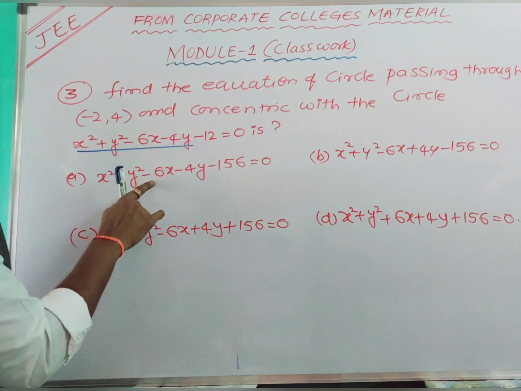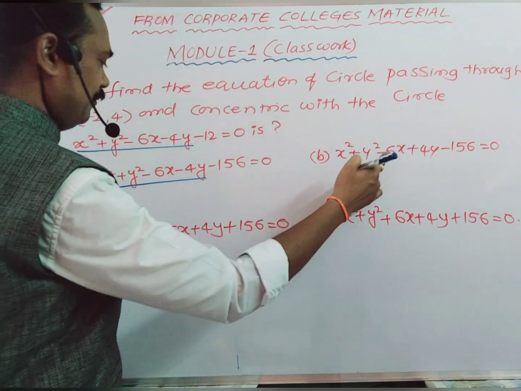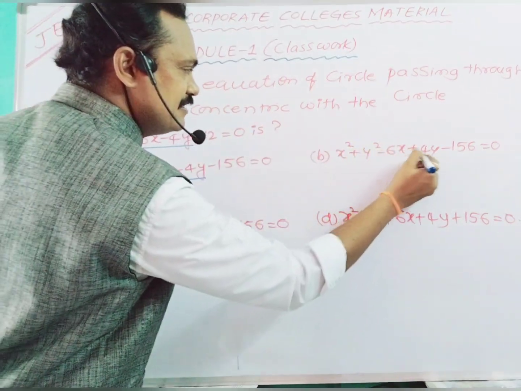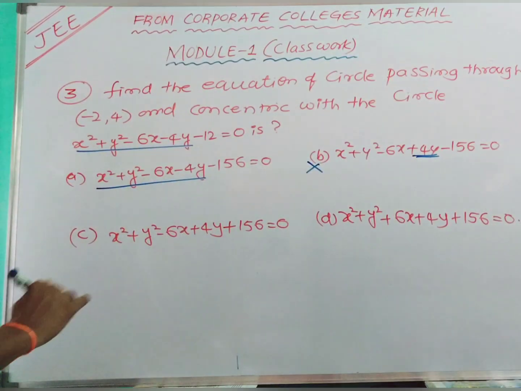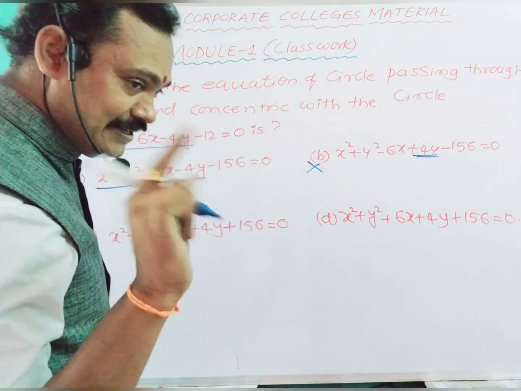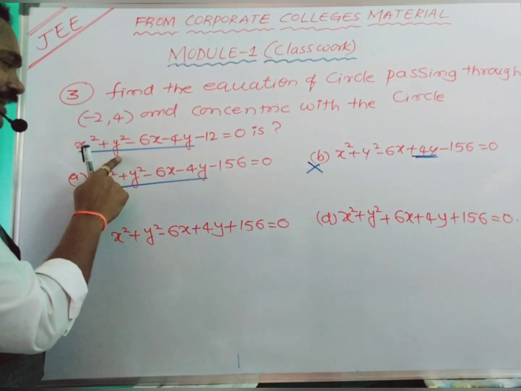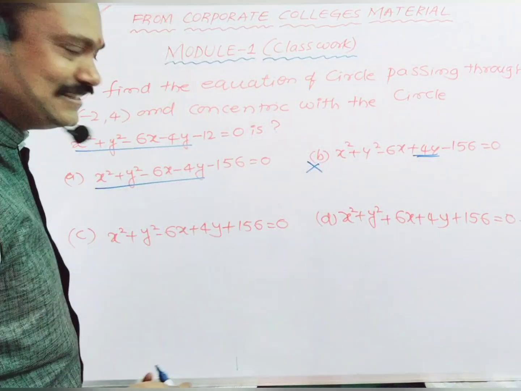And here x square plus y square minus 6x minus 4y. This term is different, so rule out. Next, our required concentric circle must be in the form of x square plus y square minus 6x minus 4y plus some other constant. Here the fourth term is different from this fourth term, so it is ruled out.